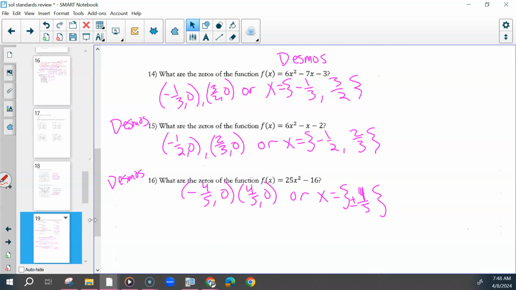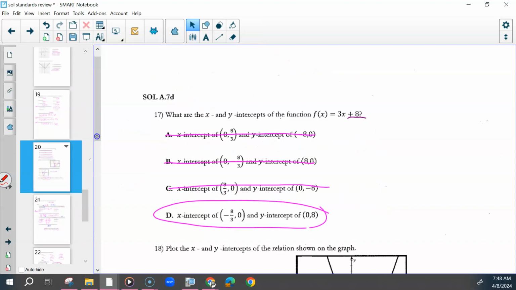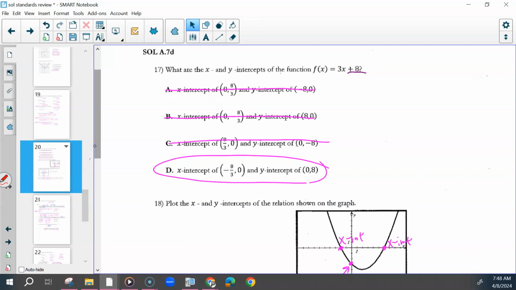And then go on to that last page. D was x and y intercepts. So 17, you were looking for the x and y intercepts of this function. If you put that into Desmos, you would have seen that it's D. You could have also eliminated the answers by just looking at the y-intercept, because there was only one that had a positive 8.